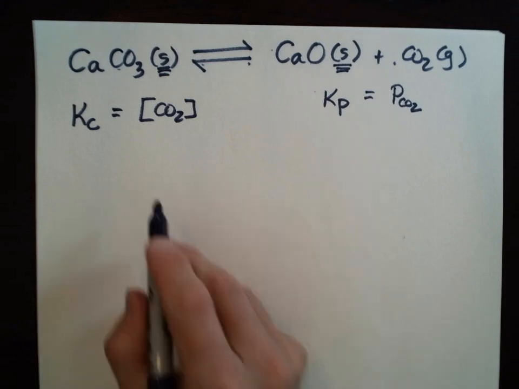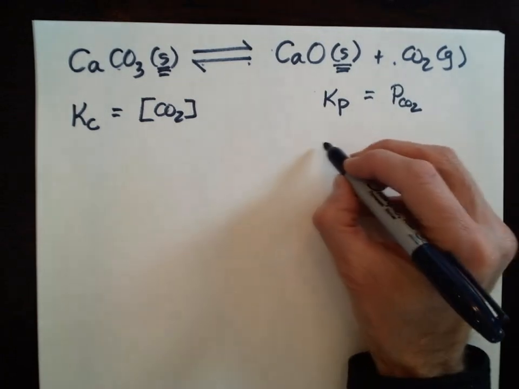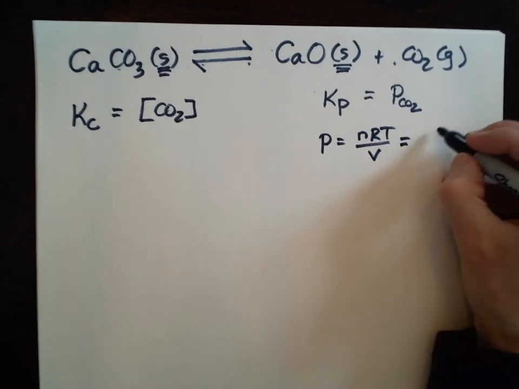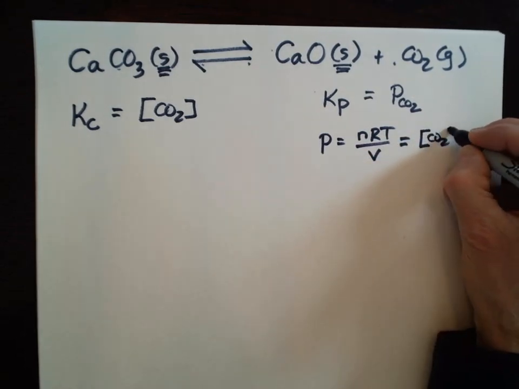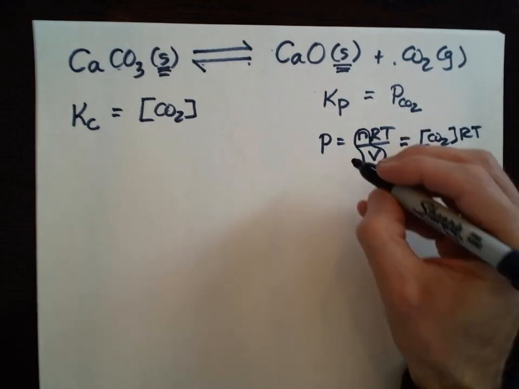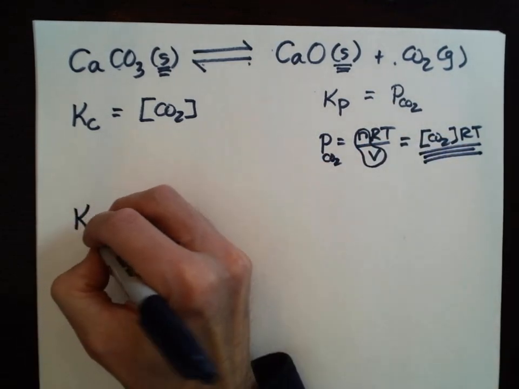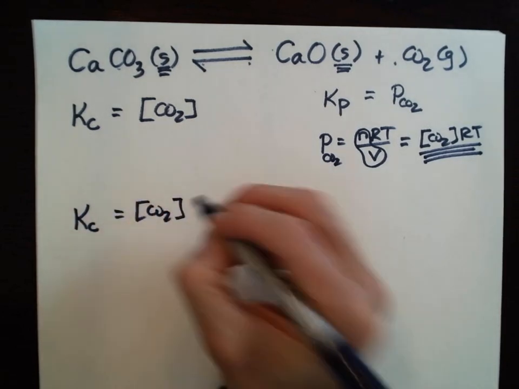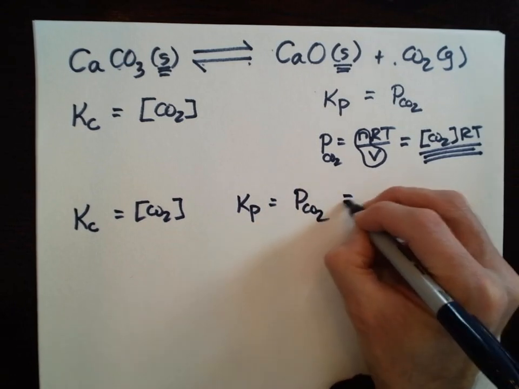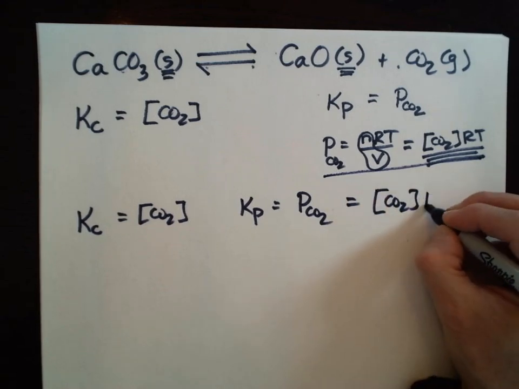Now, if we wanted to see the relationship between Kp and Kc, we do this trick again, where we recognize that pressure is nRT over V, which is the same thing as the concentration, in this case of CO2, times RT, right? This is concentration. And so the pressure of carbon dioxide is the concentration of CO2 times RT. So for this case, Kc is the concentration of CO2. Of course, Kp is the pressure of CO2, but we've just shown here that that's going to be equal to the concentration of CO2 times RT.